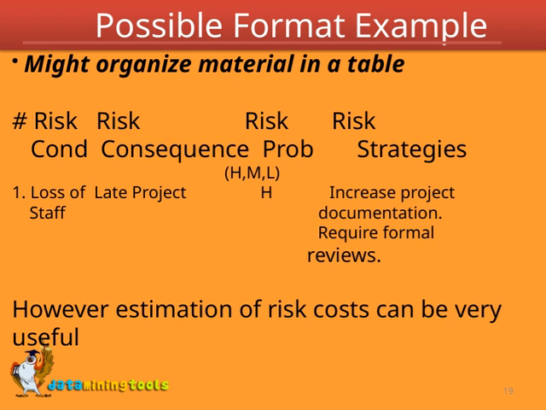For example, take the risk of losing staff, which could lead to a late project. In this case, the likelihood might be high, so we would classify the risk as H. To address this, our strategies should focus on increasing project documentation and requiring formal reviews. These actions help ensure continuity and clarity, even if team members leave unexpectedly.